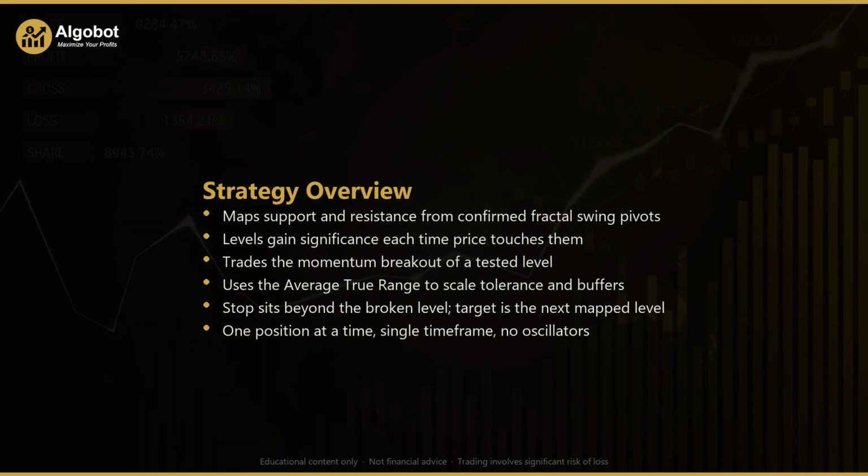The average true range, calculated over 14 bars by default, is used throughout to keep everything proportional to current volatility. It sets the merge tolerance, the break buffer that filters out marginal pokes, and the expansion threshold that defines what counts as a strong breakout bar.